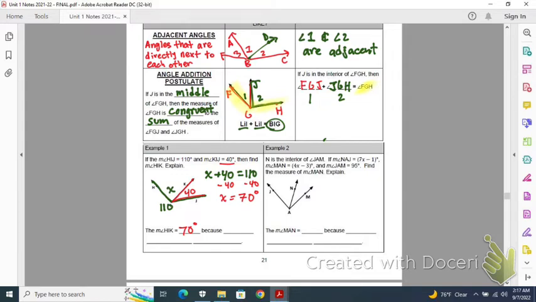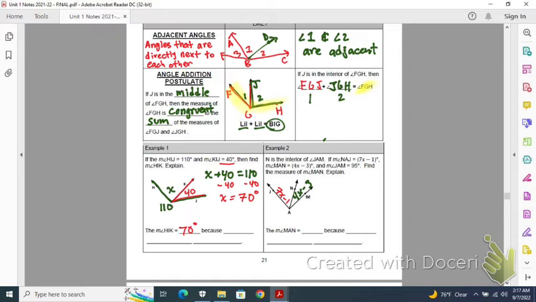So the measure of HIK is 70 degrees. And we don't have to fill out the rest. I'm sure you guys can visually tell why it's 70 degrees. Okay, N is the interior of JAM. If the measure of NAJ is 7x minus 1, so now we're going to apply algebra. So we're going to call this 7x minus 1. And the measure of MAN is 4x minus 3. And JAM is 95. Find the measure of MAN.